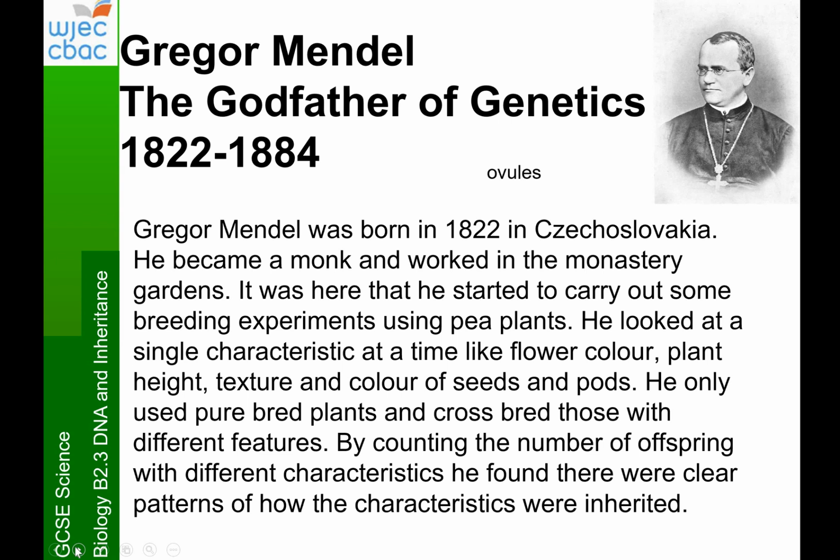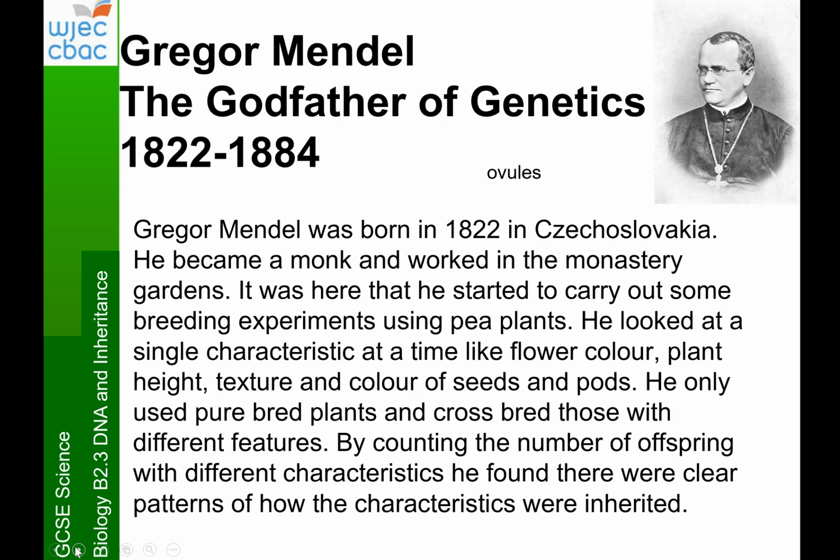Because of his background with maths and statistics particularly, he started counting the number of offspring, the number of baby plants that he had with different characteristics. And he was interested in recording this data and collecting particularly large data sets to make his data more reliable. And he started to find out that there were clear patterns of how the characteristics were inherited.